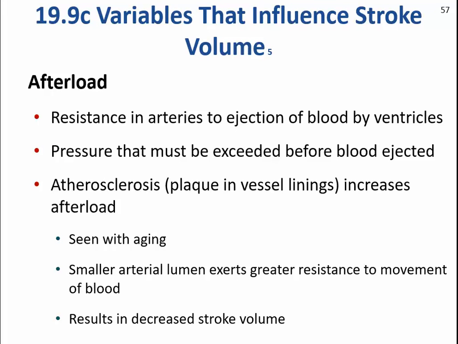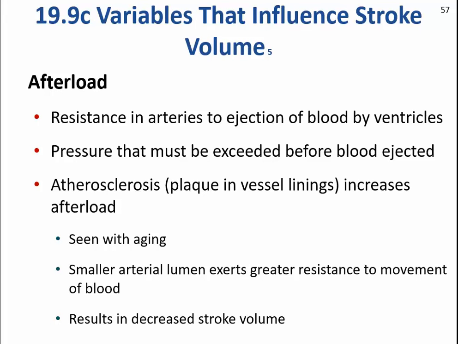Afterload is the resistance in the blood vessels. So how hard is it to push the blood out of the heart? You're going to push less out if it's hard. If we're going to use the analogy of a bicycle pump, you've all pumped up bicycle tires. You pull the bar up, putting lots of air in the pump, that's preload. You push it down hard, that's contractility.